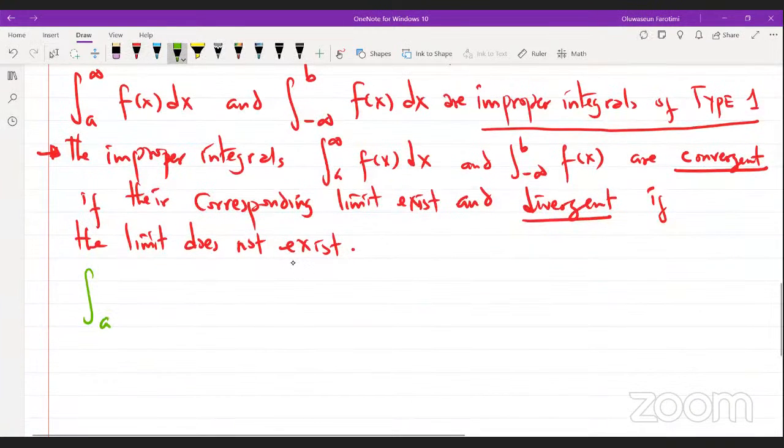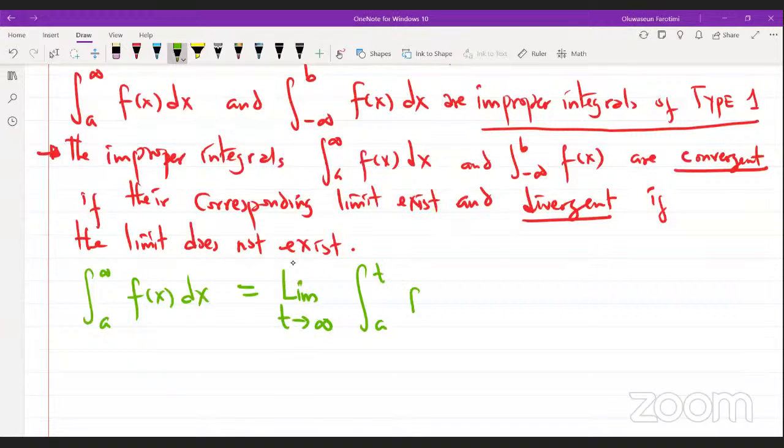You have an integral from a to infinity of f of x dx. The first step, when you have this kind of integral where one of the bounds is infinity, positive or negative, is to rewrite it. I write this as the limit as t goes to infinity of the integral from a to t of f of x dx.